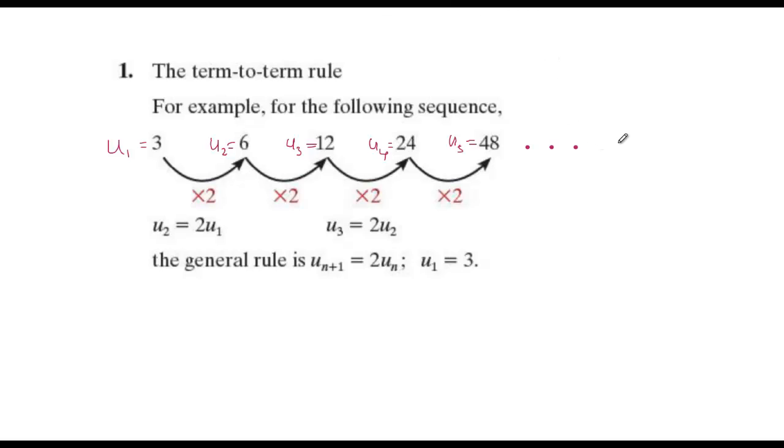So if we have to find the nth term, the value of the nth term, that is Un, will be equal to 2 times Un-1. Similarly, Un+1 will be 2 times Un.